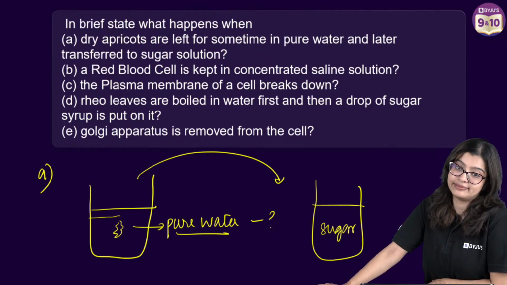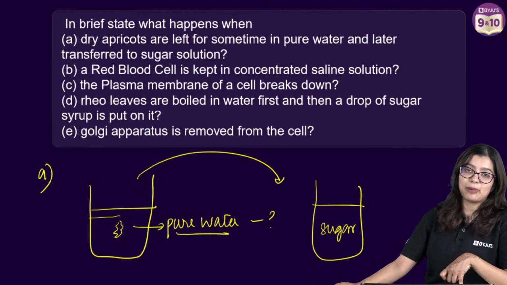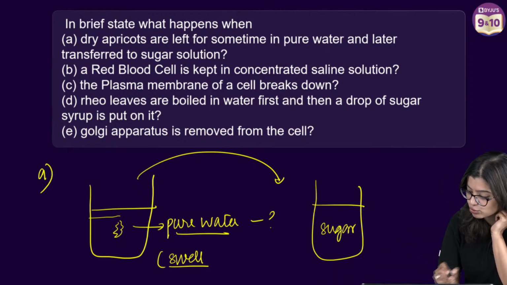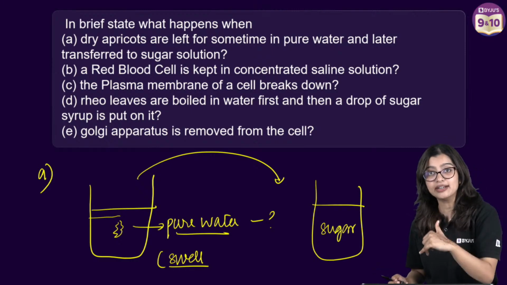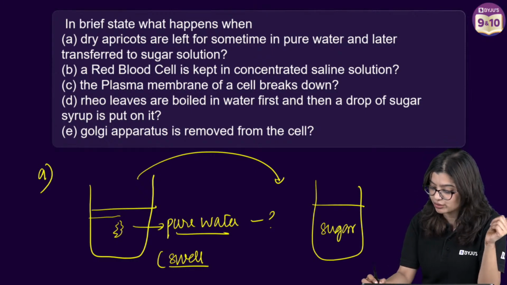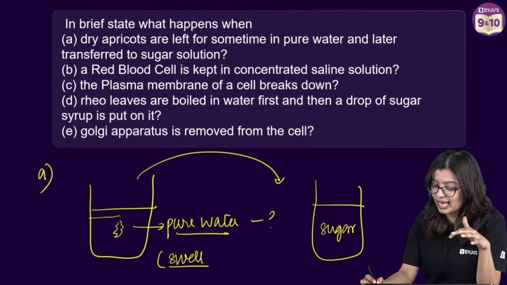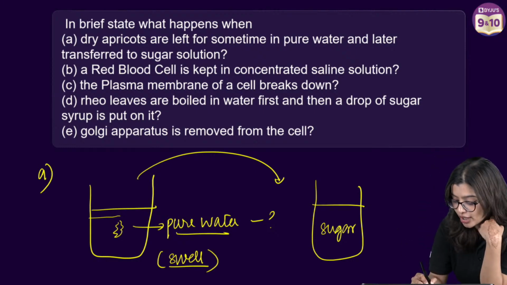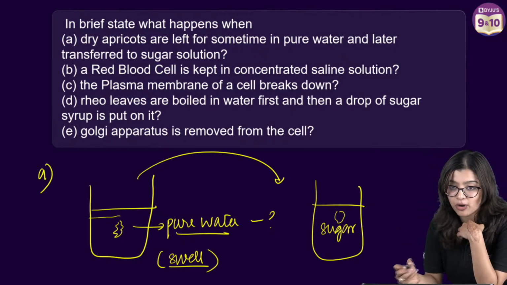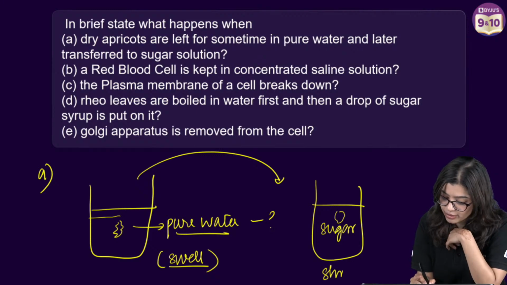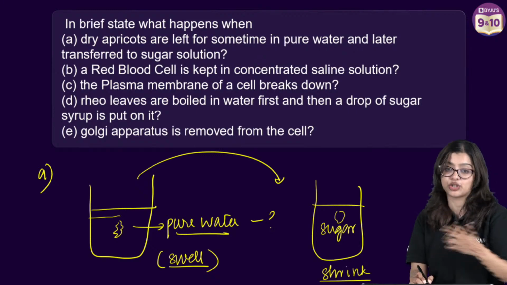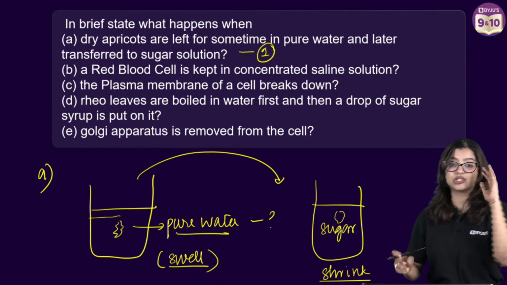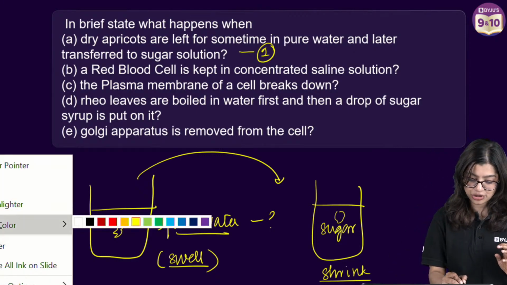Is it? See, you have a dry apricot kept in pure water, which means in the first case, it is going to swell, right? The water will enter into the dry apricot and it is going to swell. Which means it comes back to normal. Now, if you put a normal cell in sugar solution, what is going to happen? It is going to shrink again. So this is what is going to happen in the first case. It will swell first and then it will shrink.